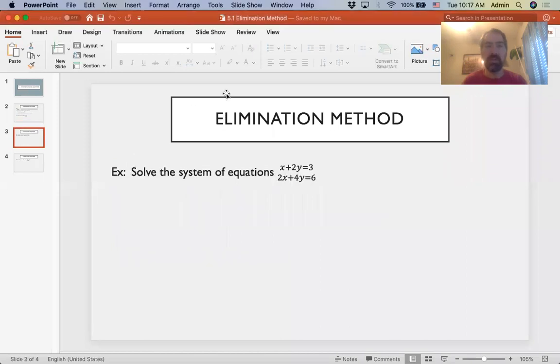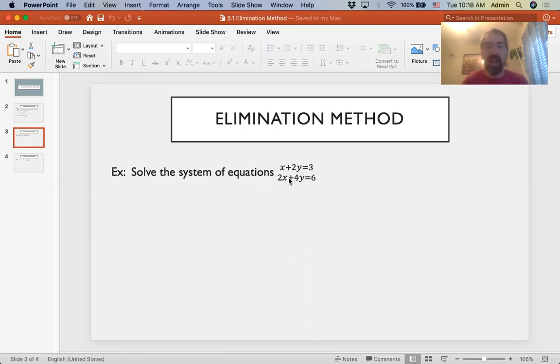And these are all the same examples from the previous video. So you should know what the answer will be and kind of know what to expect when we get there. All right, solve the system of equations. We've got x plus 2y equals 3, 2x plus 4y equals 6. All right, we want to multiply one or both of the equations by a constant so that we get additive inverses for either the x or the y. Does not matter which one.